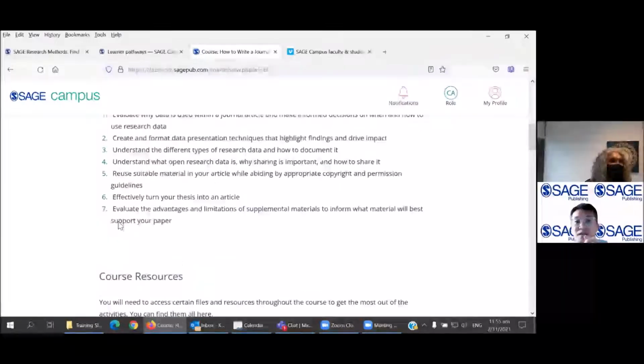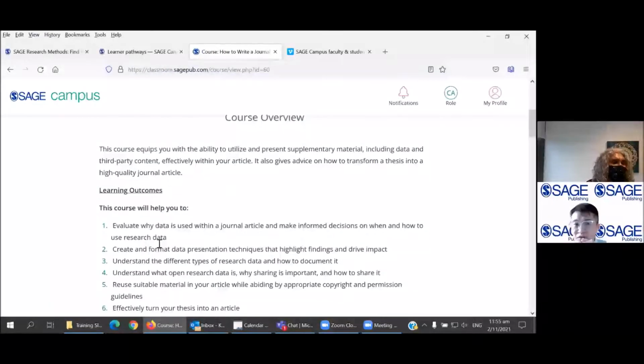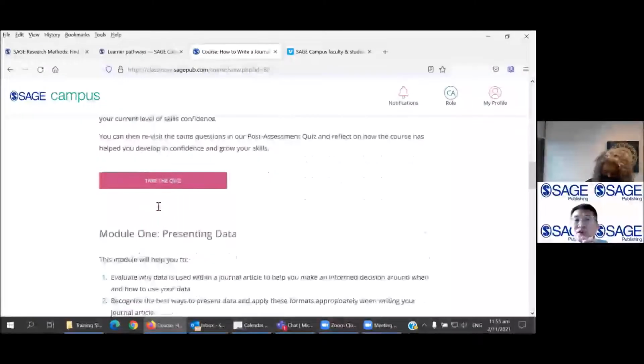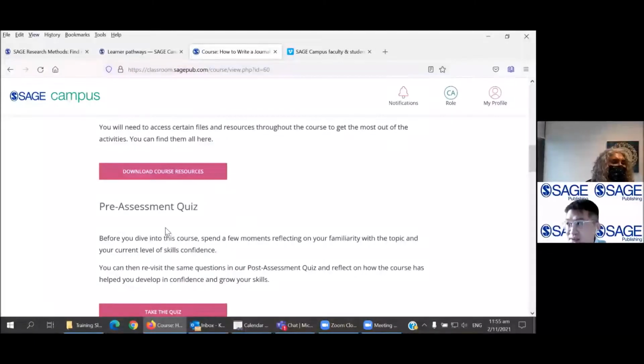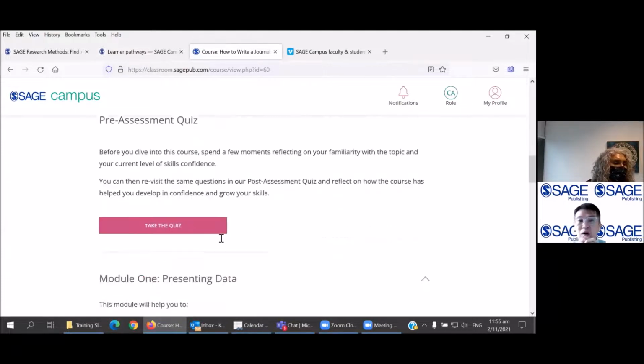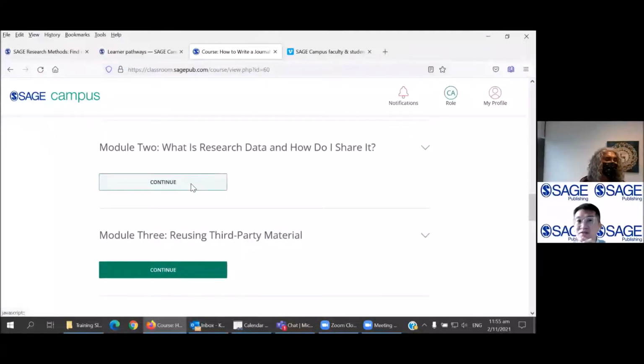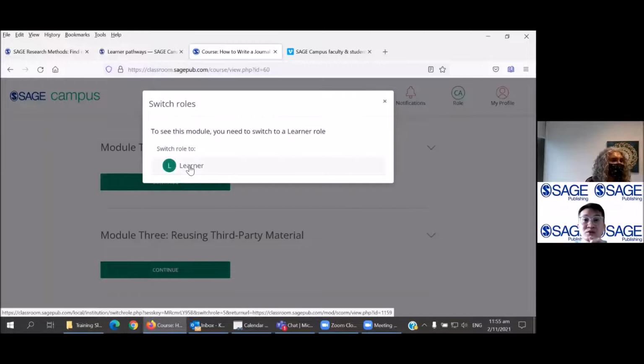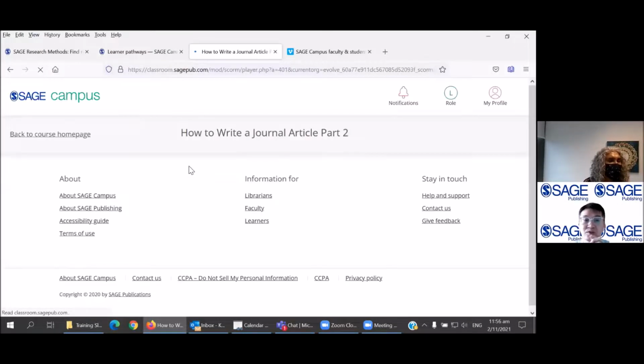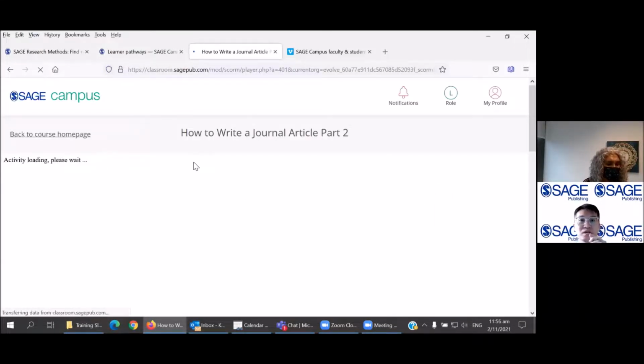Again, the course comes with the learning outcomes, straightforward, and it comes with the pre-assessment quizzes. This will help the students prepare themselves, about how they understand this topic, or maybe there are pockets of information which they missed out and would like to learn more. After taking the quiz, they will be able to go and deep dive into all these different modules. So for example, I would like to use this as a learner to start this course, how to write a journal article part 2.